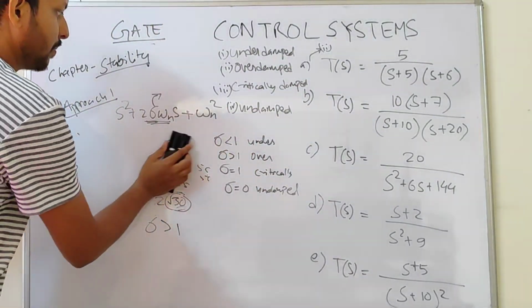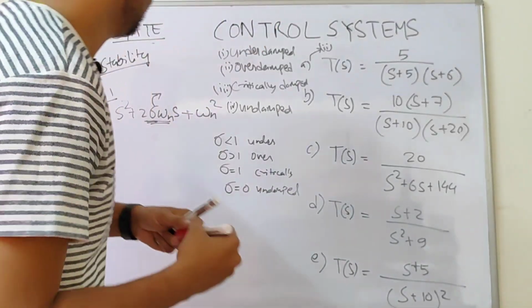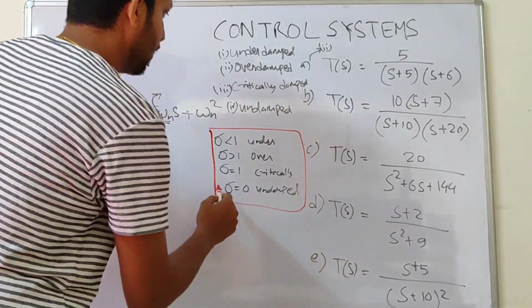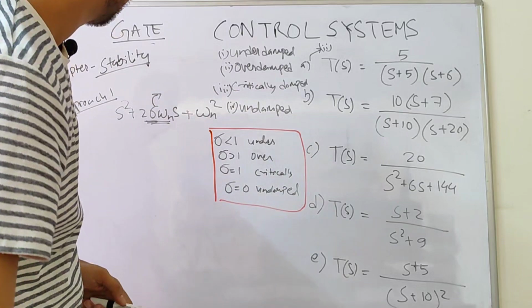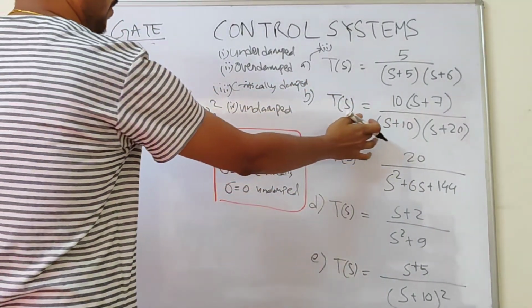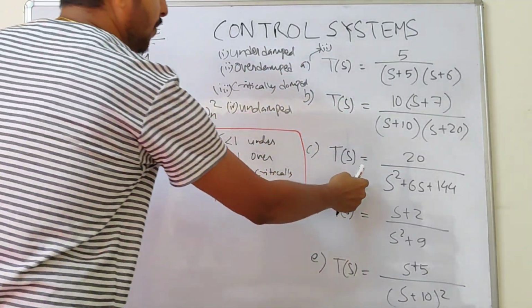Let's check for the other one. So these rules we are keeping in mind, and try to map all these 5 to one of these. Similarly, you can do this for this one also. I think this will also come out to be overdamped. Now let's try this one.